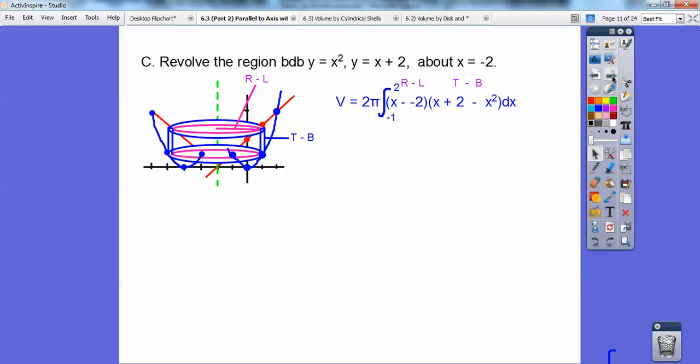And then top minus bottom would again be the line minus the parabola right there. Okay, so sorry, it gets kind of messy when you're doing this, and I'm trying to show you the shell method right there.